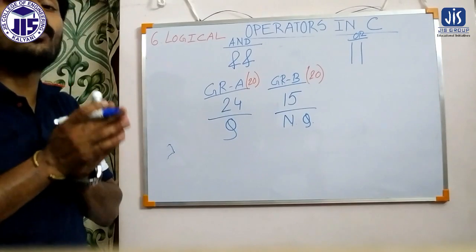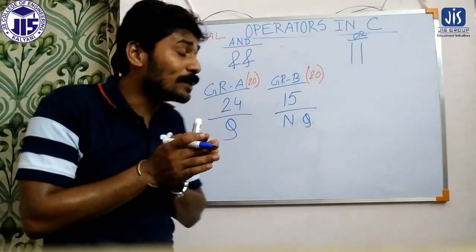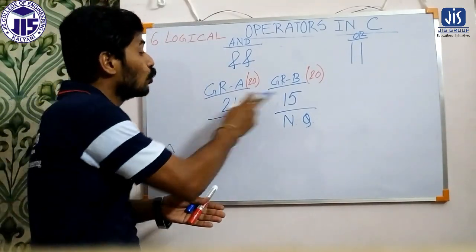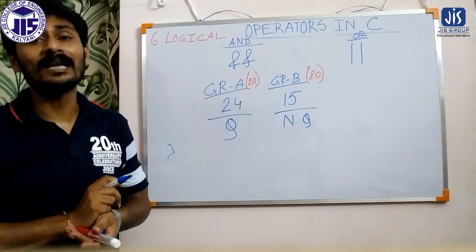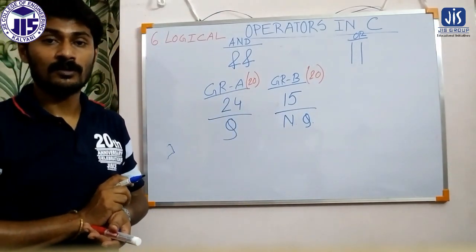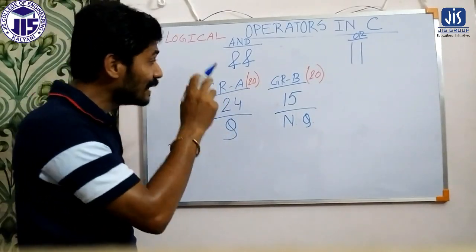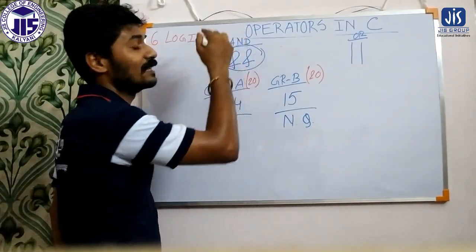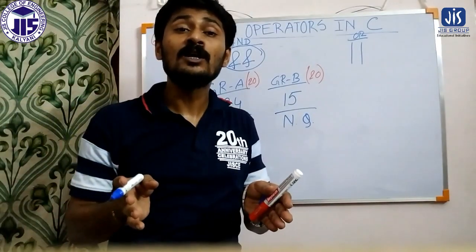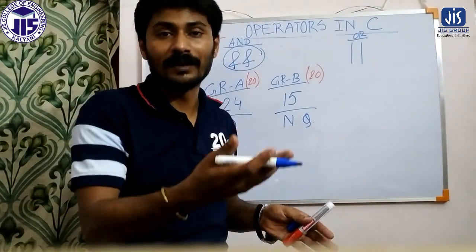Now the condition of the ultimate qualification is that we have to qualify in both the groups. That means both the conditions we have to satisfy. In that case, we are using logical AND, where we have to satisfy both the conditions to qualify.